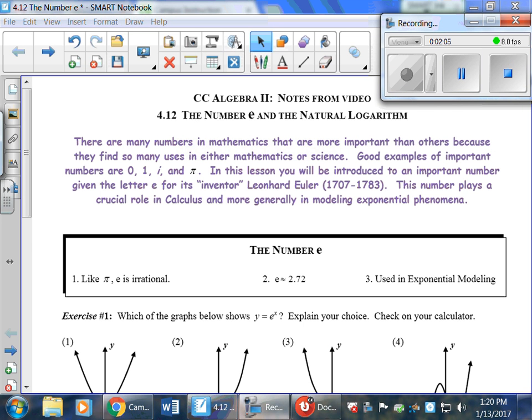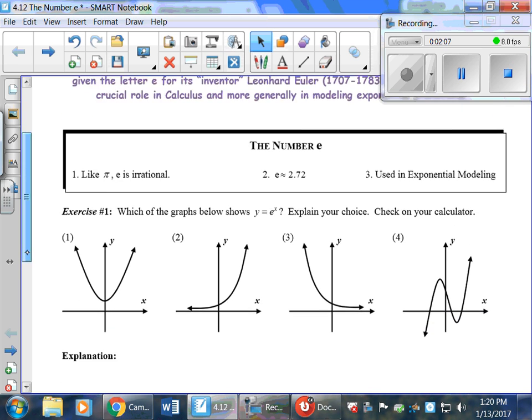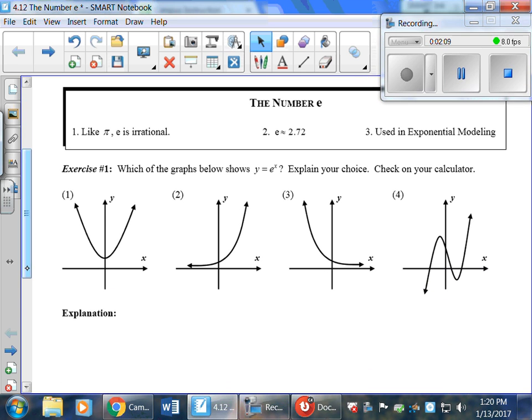Okay, so the number e. So like pi, e is irrational. It's about 2.72, just like pi is 3.14, so it gives us an idea about what e is. And we use it for exponential modeling, among other things. But for the purpose of this course, it's basically going to be used for exponential modeling.